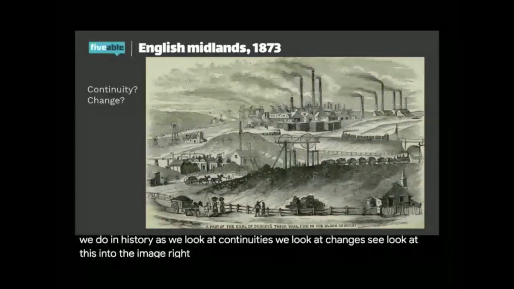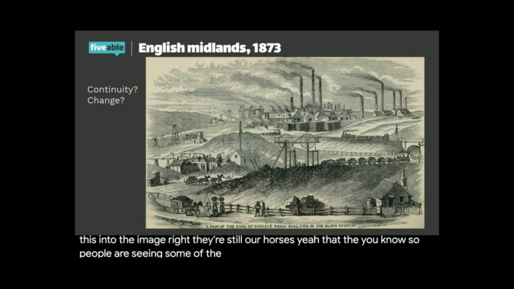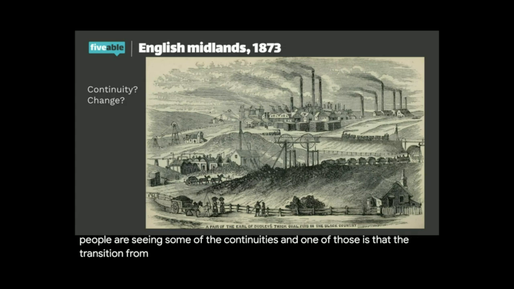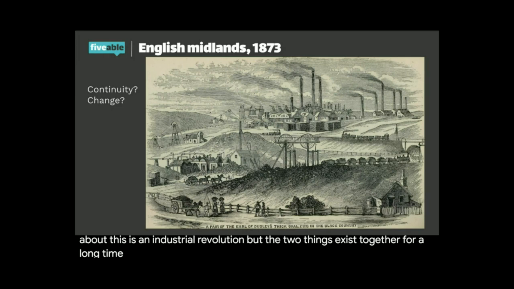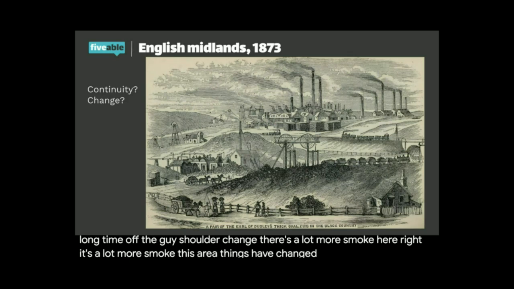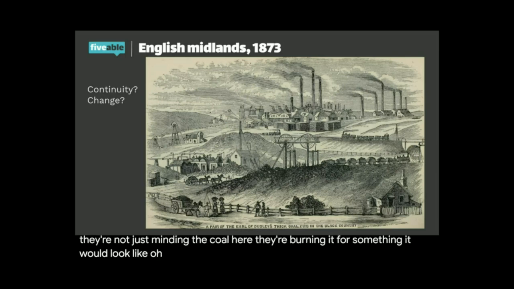Yeah, there still are horses. So people are seeing some of the continuities, and one of those is that the transition from animal power to mineral power is gradual. We talk about this as an industrial revolution, but the two things exist together for a long time. It also does show the change. There's a lot more smoke here, right? This area, things have changed, and now, I don't know, they're not just mining the coal here, they're burning it for something, it would look like. Okay, so we can kind of see. So that's one of the things we notice, a lot of images.